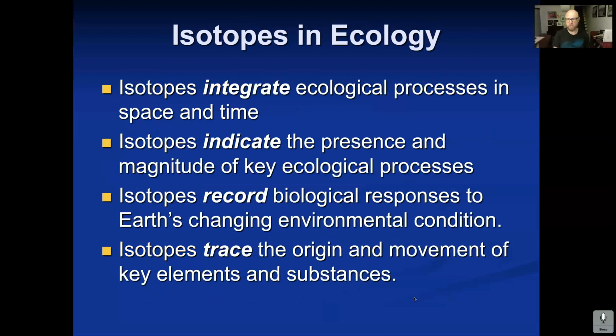So in ecology, here are some of the different ways isotopes are used. Isotopes can integrate ecological processes in space and time. We're going to use an example that fits into this: the integration of water use efficiency over time. Isotopes can indicate the presence and magnitude of key ecological processes. They record biological responses to earth-changing conditions.